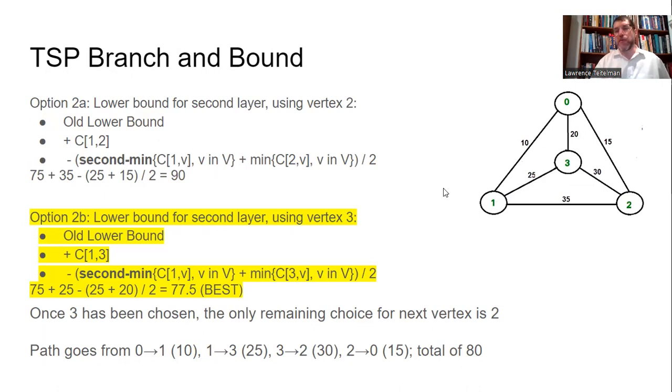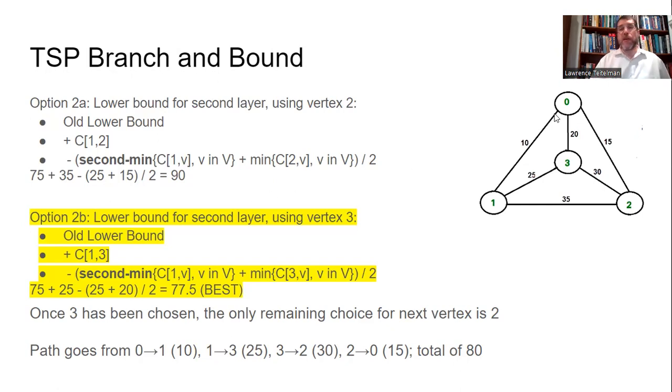And the second min from 2. So we look at 2, there are 3 edges. Sorry, where did I get the 15 from? Oh, right, the second min is only from 1 because that's the one that it came from. Here we use a regular min. So I get the 15, 25 plus 15 divided by 2. So that's 40 divided by 2 is 20. So I have 75 plus 35 is 110 minus 20 is 90. Okay, so what that's saying is if I go from the 0 to the 1 to the 2, my lower bound becomes 90, which is maybe good, maybe not.